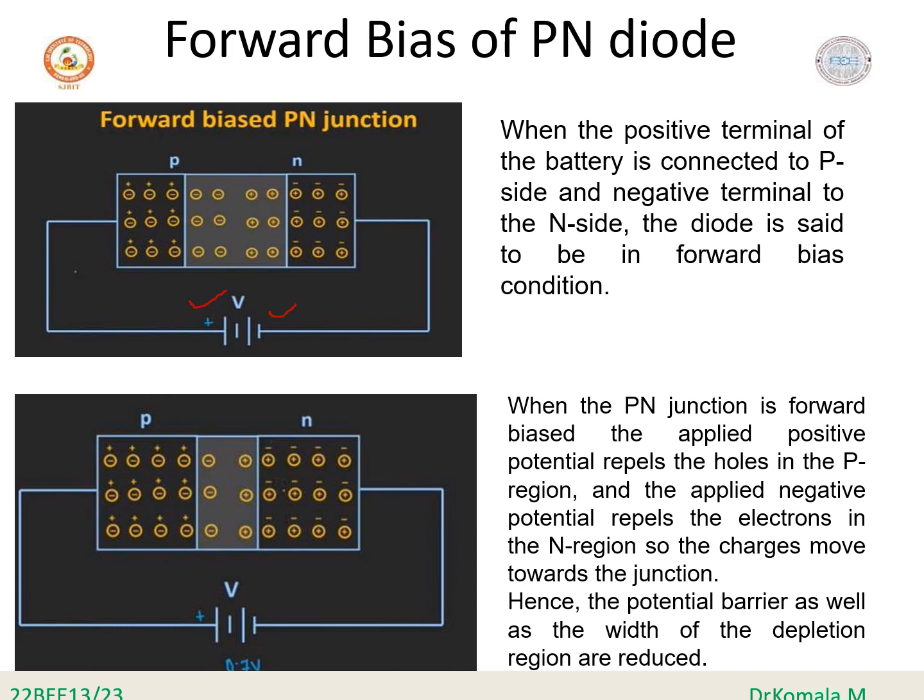What will happen when the diode is forward biased? When the PN junction is forward biased, the applied positive potential repels the holes in the P region, and the applied negative potential repels the electrons in the N region. So the charges move towards the junction. Hence, the potential barrier as well as the width of the depletion region will get reduced whenever the diode is forward biased.